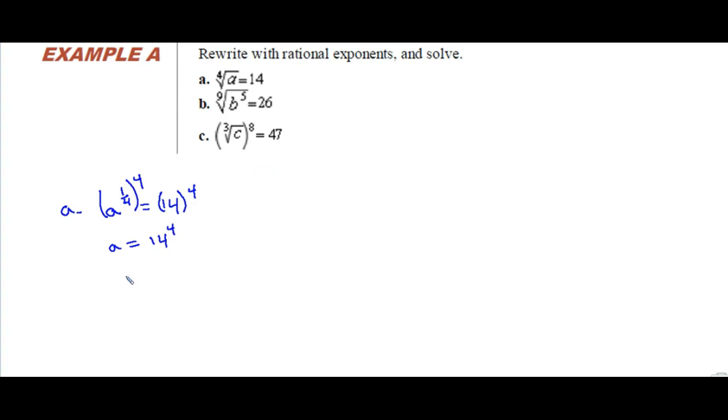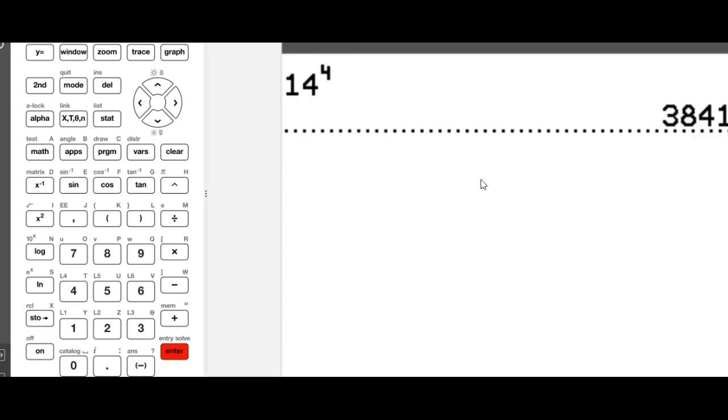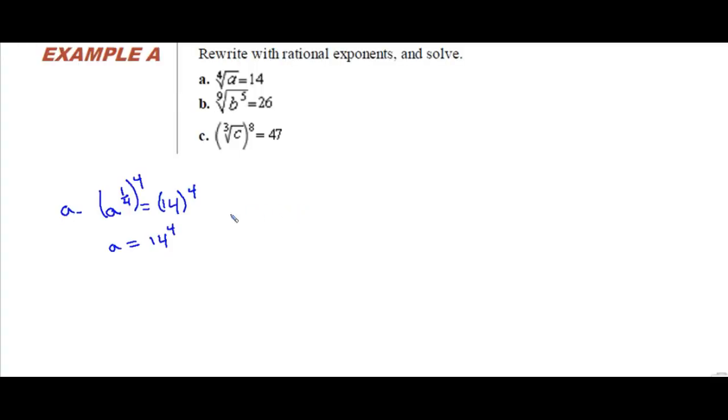Alright, and if you actually wanted to solve it, we could. Let's find out with the calculator: 14 to the 4th power. So we have 14, remember the caret gives us the exponent, 4, and we say enter, and that is 38416. Okay, so a equals 38416. There is our answer for that one.